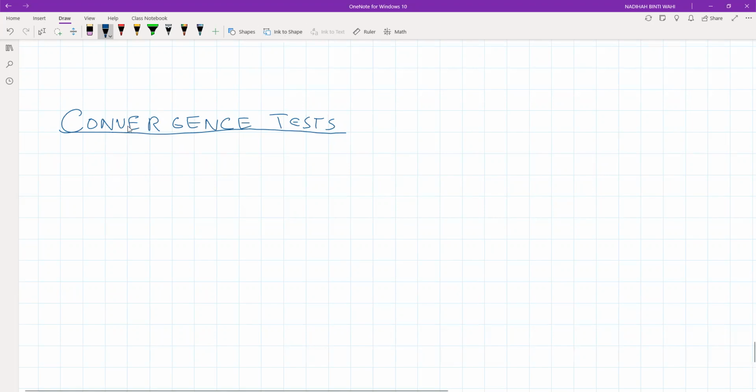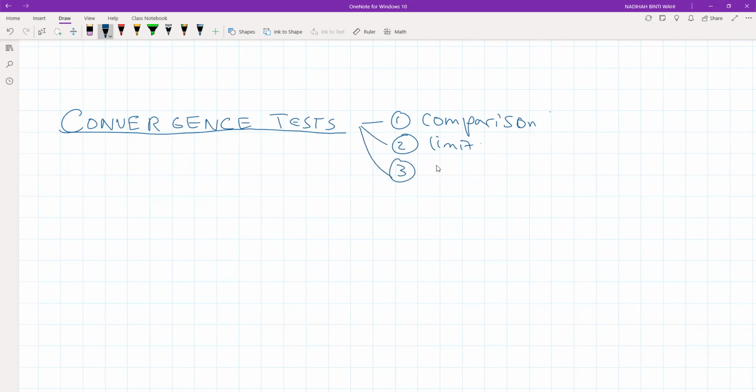Okay, so dia ada beberapa convergence test. Yang pertama kita ada comparison test. Yang kedua kita ada limit test. Dan yang ketiga kita ada summation test ataupun integral. Okay. So kita boleh buat 3 ni. Alright. Contoh.